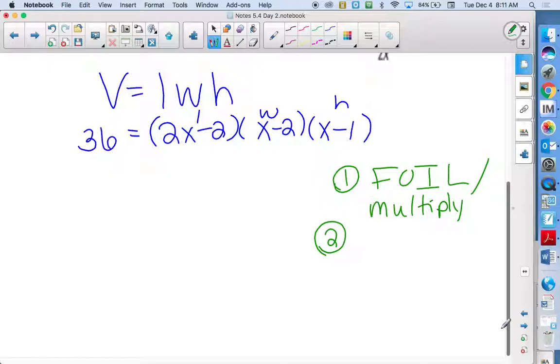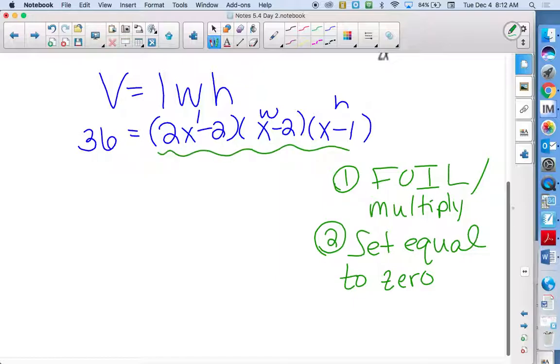Multiply the 2x minus 2. Okay, so multiply the 2x minus 2. But if we did all the multiplying over here, what else would we have to do after it's done being multiplied? So you've done all the multiplying. What would the next thing be? What would the equation have to be equal to? Abby? 0. Right. So we would FOIL multiply all of this stuff together. And then we'd have to set it equal to 0.